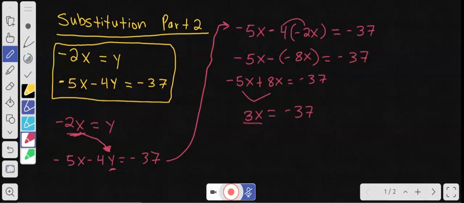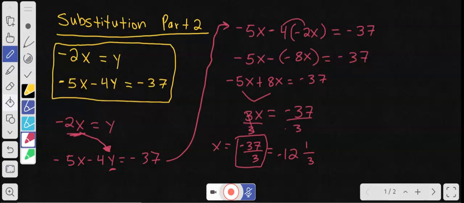Now, you have to divide both sides by 3. So that'll be x equals negative 37 over 3. Or you could simply say, you see, 3 goes into 37 12 times, so negative 12 and a third, that's just 1/3. Or negative 12.333. But I'm going to keep it in this form for multiplication purposes. Okay, so now we have x. So now we need to find the y.